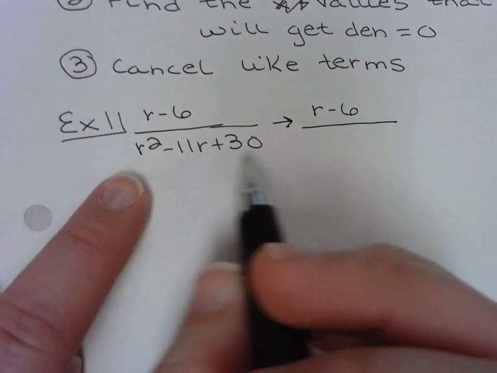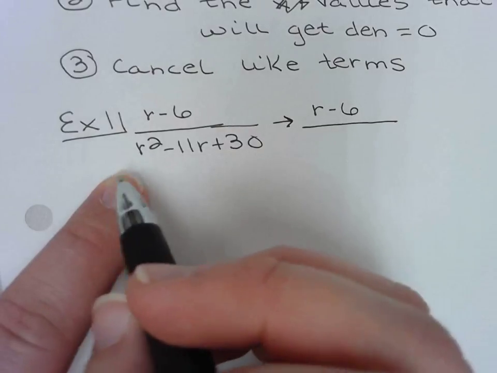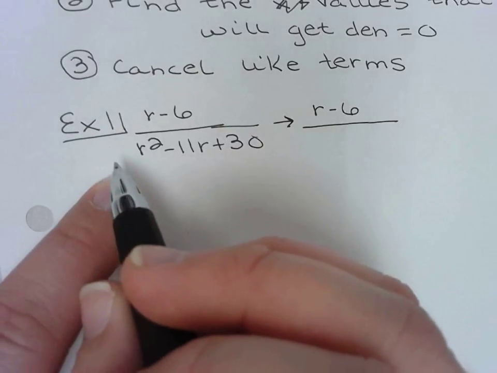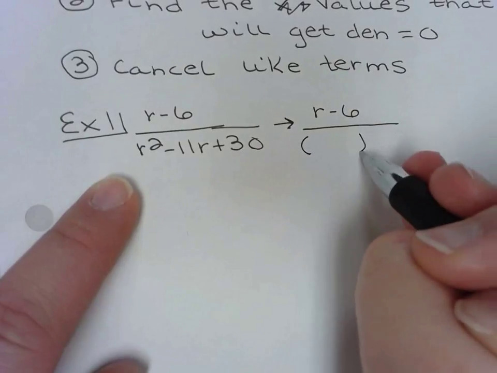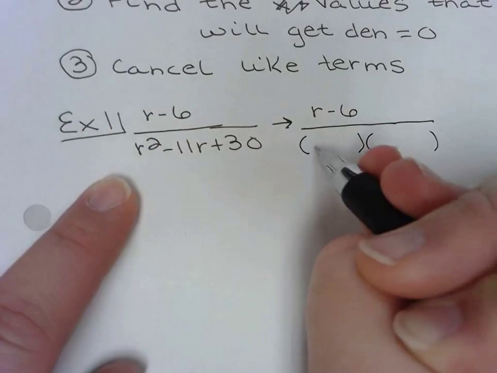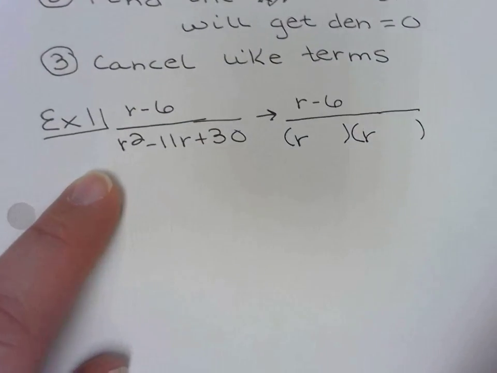The bottom, like we did on the warm-up, is a trinomial with a 1 in front. So what shortcut can I use? Two parentheses with r's in front. I'm a pirate. R's. That's funny. I'm hilarious.